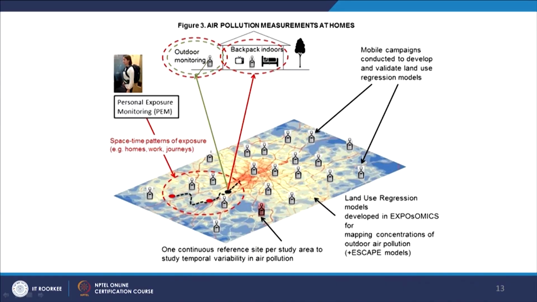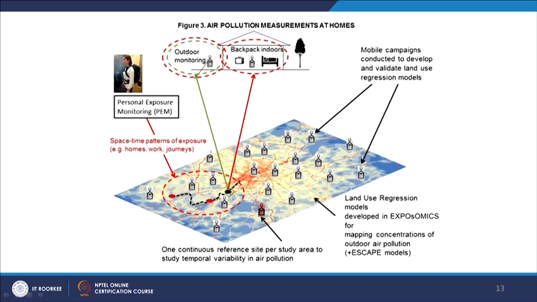Now, what they look at here are the air pollution measurements at home when the outdoor monitoring was done. The outdoor monitoring is given to you by satellite, and the backpack indoors is basically with the person where the person is sleeping. The person will put the backpack right there, move around the house, maybe go out, catch a bus, again indoor, and then go to office and come back. So when they compared this in the same location, I have some information from the satellite. I also have information from when I am doing personal exposure monitoring. I know the space-time pattern of exposure. For example, the person is journeying, at home, at work.